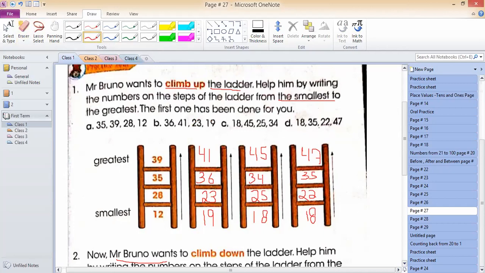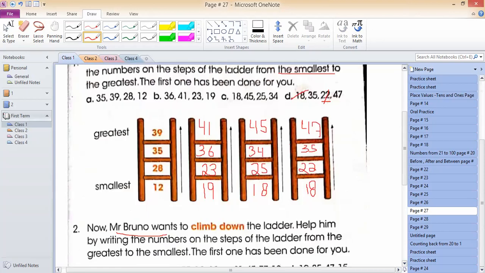Once you finish writing 18, you have 3 numbers left, 35, 22 and 47. Now you will again compare which is smaller, 3 tens, 2 tens or 4 tens. 2 tens is smaller than 3 and 4. So you will write 22 then. After 22, you have 2 numbers left, 35 and 47. In 35, there are 3 tens and in 47, there are 4 tens. So 3 is smaller than 4. That's why you will write 35 and then 47.